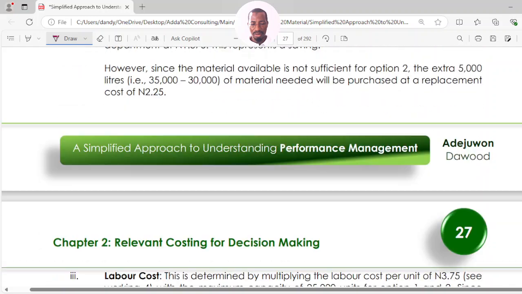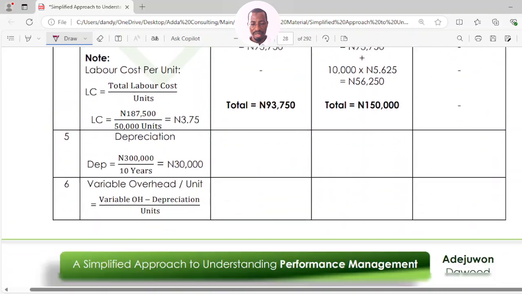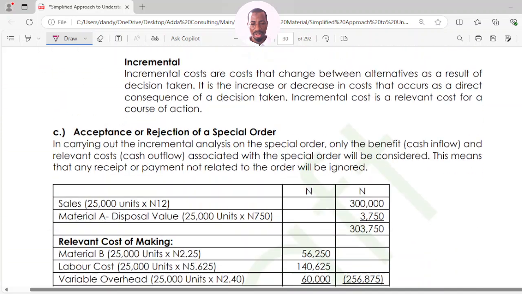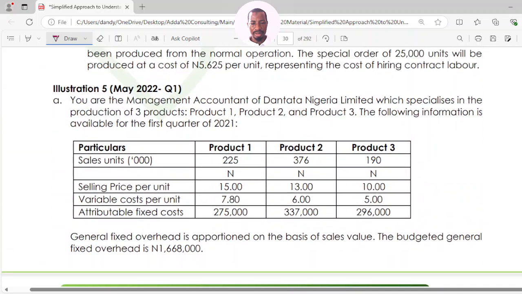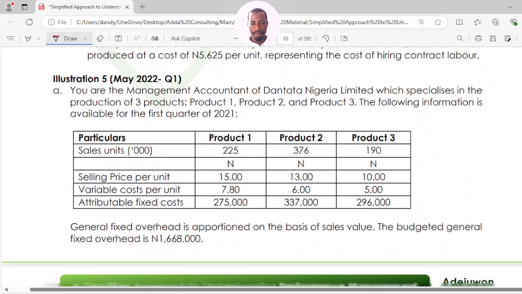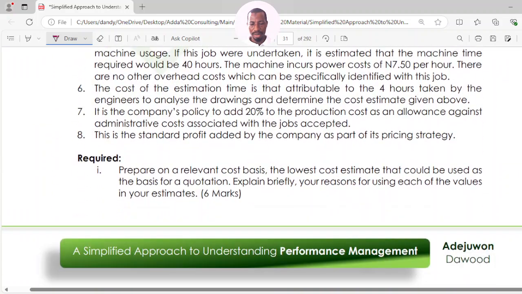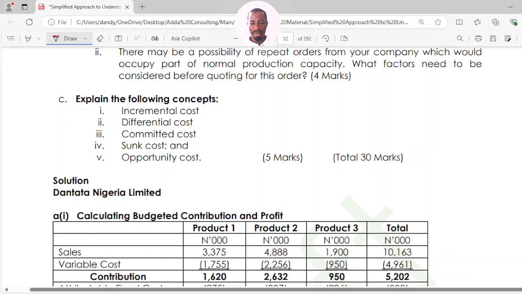Then you also have other illustrations there that you can practice. For example, illustration number 5 was tested in May 2022. So you can go through it. They are big, and then look at what I was telling you the other time. The examiner is saying you should explain all these concepts, explain them one by one, and then you can see 5 bonus marks that you can quickly put in your pocket.